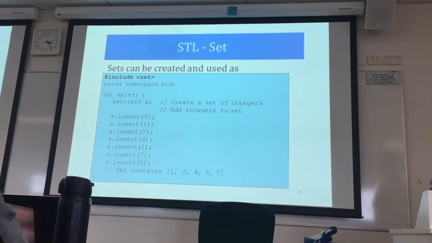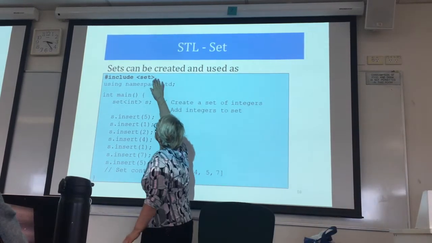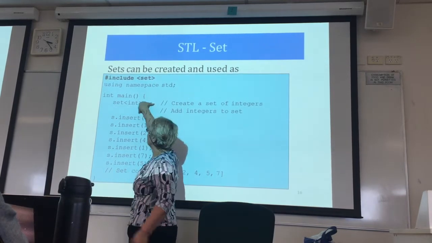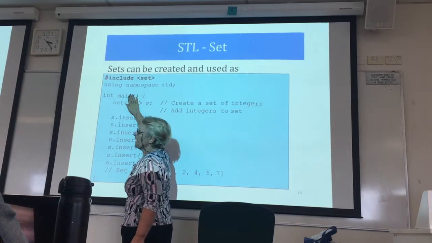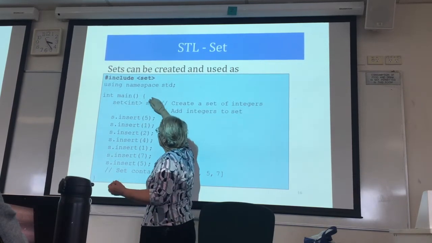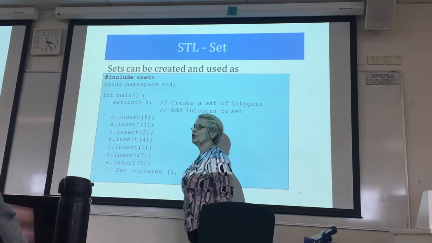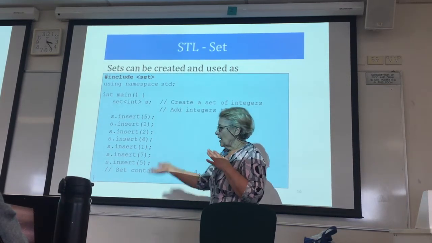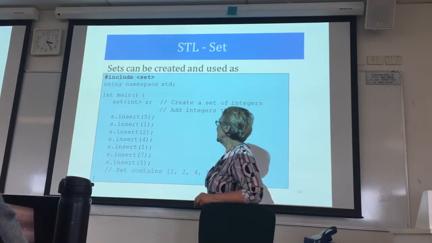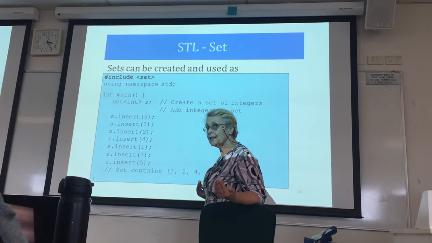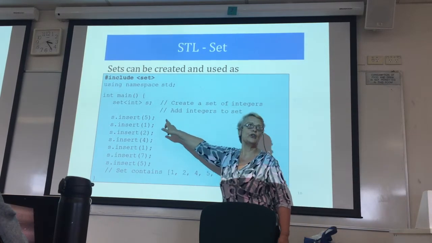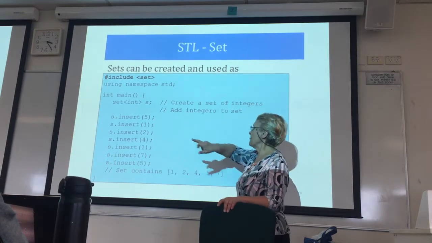How to declare a set? You have to include the file, using namespace, and then, like for vectors, but instead of vector, you would set the type of elements in your set and choose a name. And then you can do putting elements in your set. And you will see that when you print your set, they come like this. Not in the order you have put them.